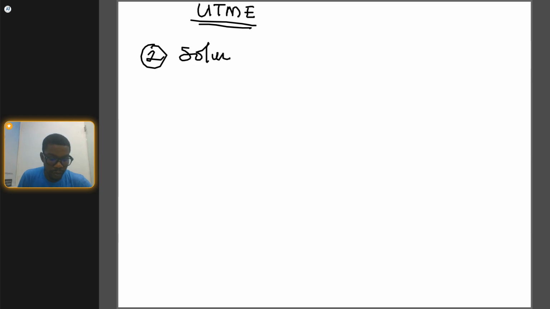Question 2, we are still solving UTME questions on inequality. So for question 2, we are going to pick up another question, and this time around it is a question in fractions. Solve the inequality.